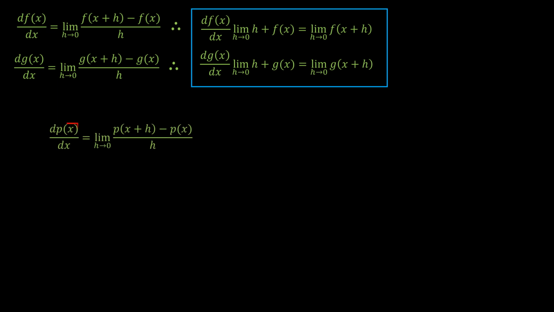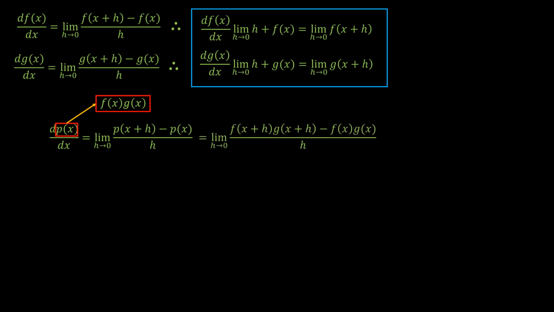Then we say the derivative of p of x with respect to x, where p of x is equal to f of x times g of x, is equal to p of x plus h minus p of x over h, and that is the limit as h approaches 0.